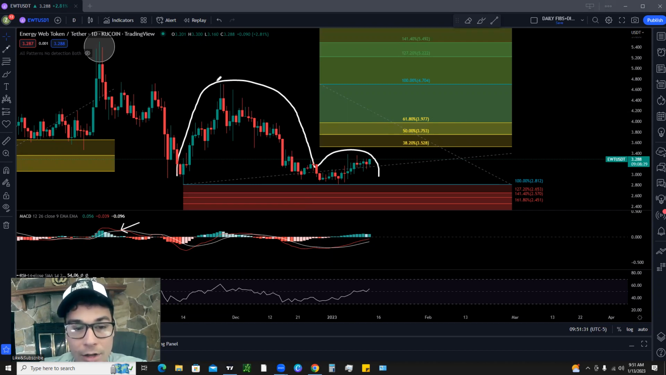So what we're seeing now is we have this sharp move to the downside, and then we're retracing, okay? So we could come as high as 3.977. We have 3.75 and 3.528 as well. Those are our three major retracement levels.